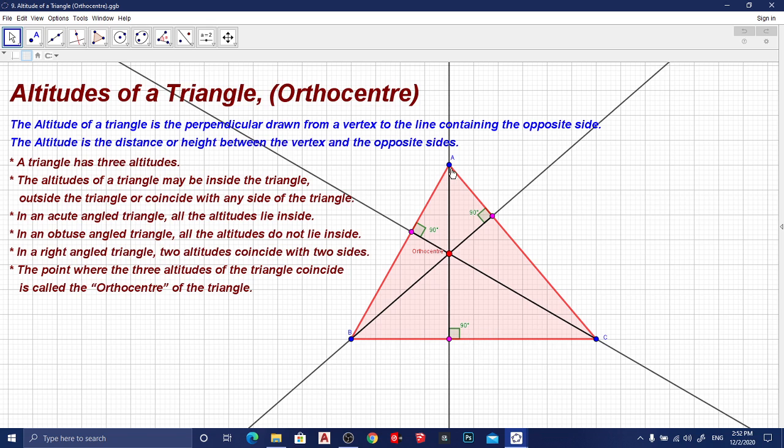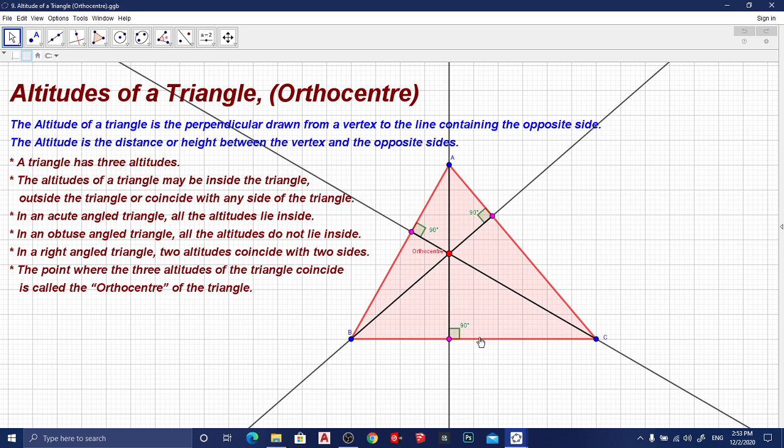If we take a vertex A here, what will be the opposite side of vertex A? This is BC. For this BC, from the vertex A, if you draw a line which is exactly perpendicular, which makes 90 degrees to this base, the angle should be 90 degrees between this altitude and the baseline. Then only this line is called the altitude or height of the triangle.